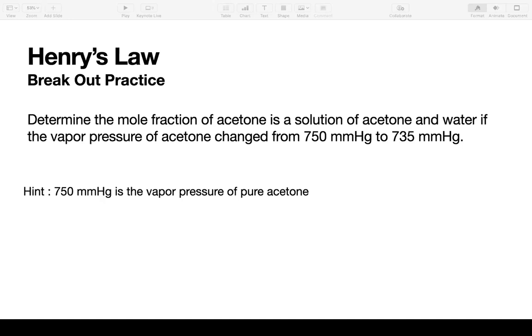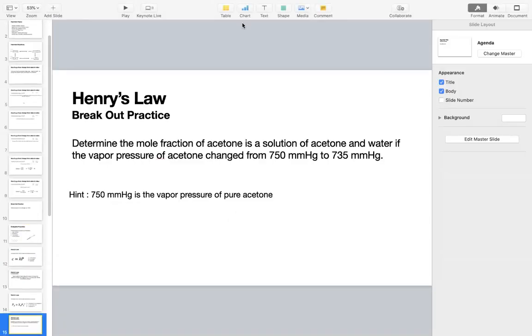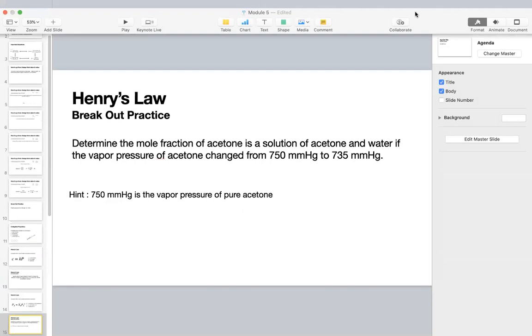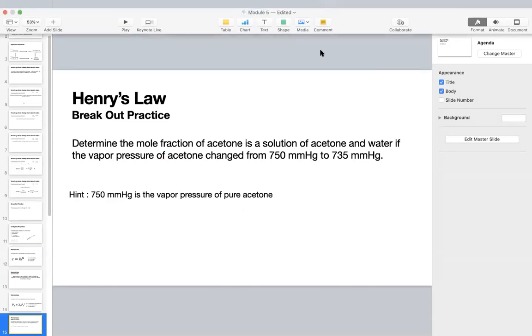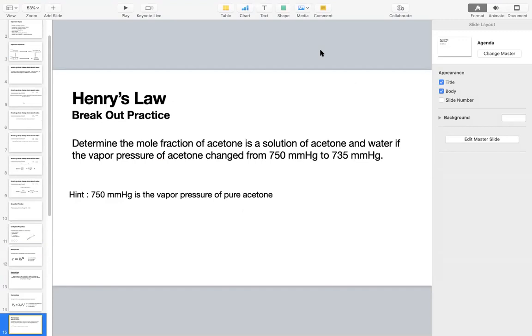So P naught of A is going to be the 750. Any questions before I break you guys up? This one, I'm not going to leave you in there for too long. It should come pretty quick. So let me give you to your breakout rooms then. All right. There you go. You guys are good to join.